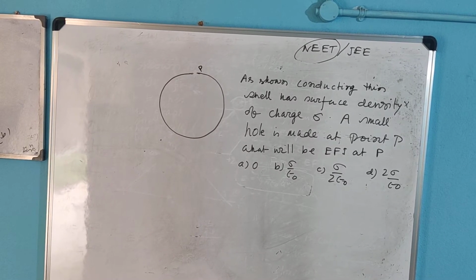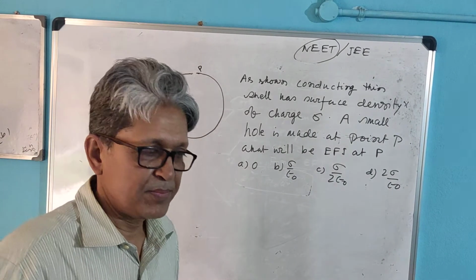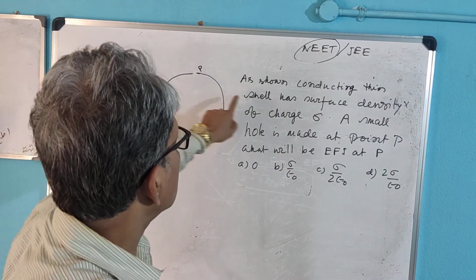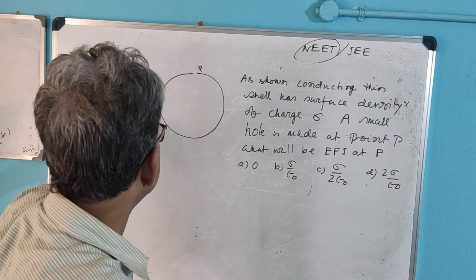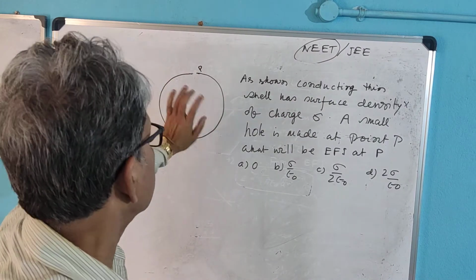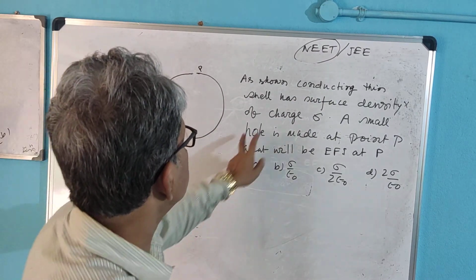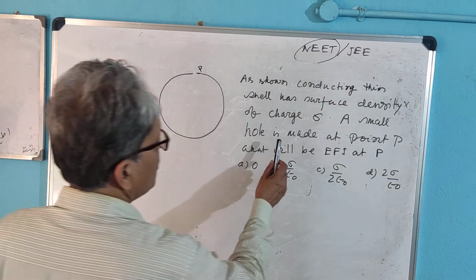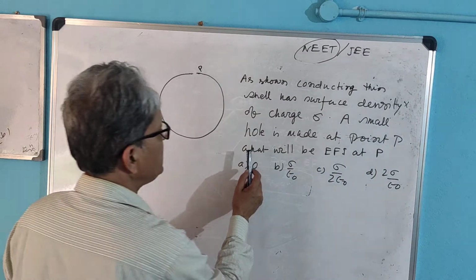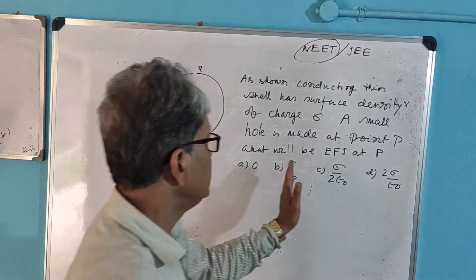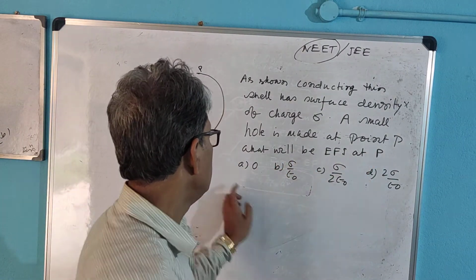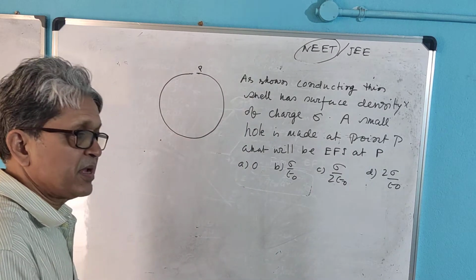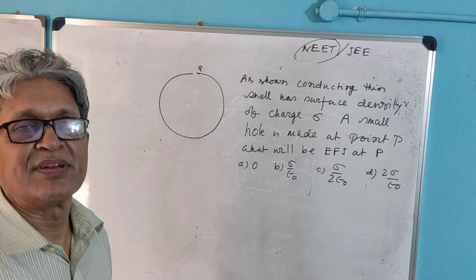Let us take the next problem, and this will be my last problem for the day. This is a conducting thin shell, the sphere. It has surface density of charge sigma. A small hole is made at point P. What will be the electric field intensity at the point? Four options are given.